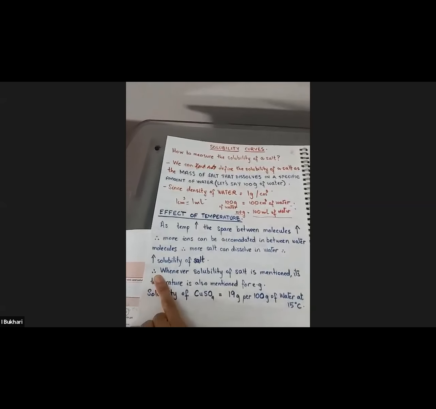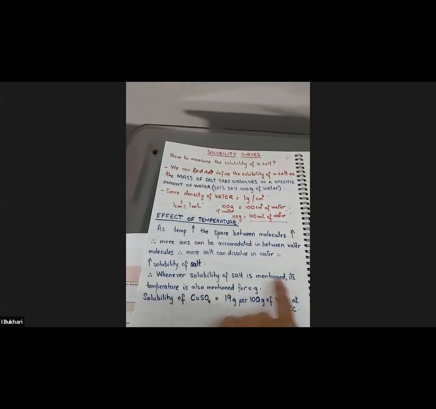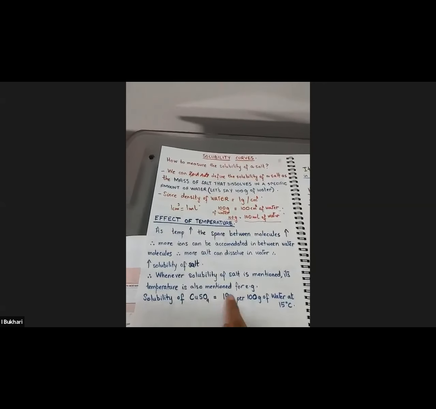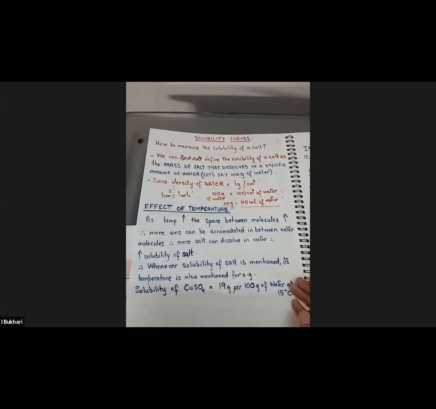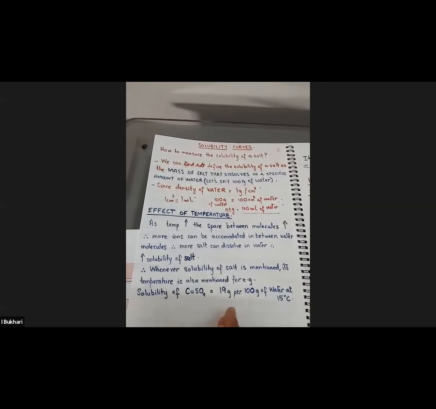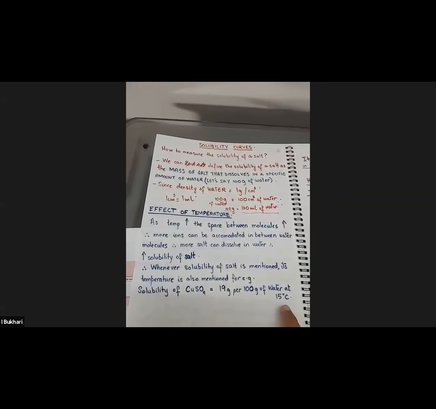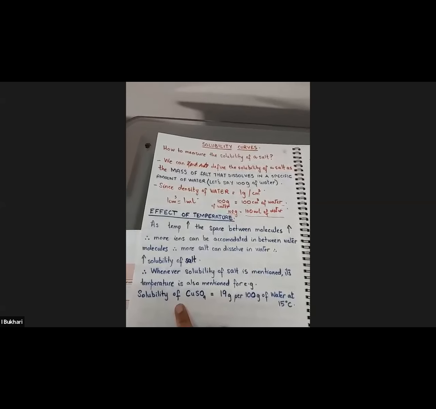And so we say that the solubility of salt increases, okay? This is the reason that whenever we talk about the solubility of salt, we do not forget to mention the temperature. For example, if we say that the solubility of copper sulfate is 19 grams per 100 grams of water, at what temperature are you talking about? Are you talking about 10 degrees Celsius, 20 degrees Celsius, 15 degrees Celsius, 40 degrees Celsius? Because the amount of salt that will dissolve in that 100 grams of water is going to vary depending upon the temperature. So you have to mention the temperature whenever you are talking about the solubility of a salt, okay?